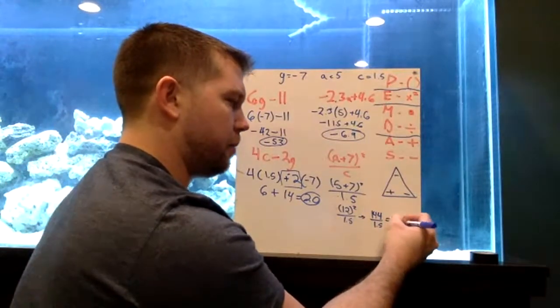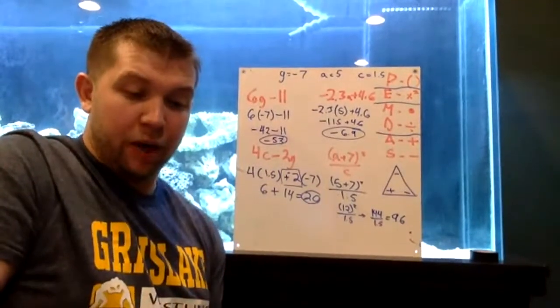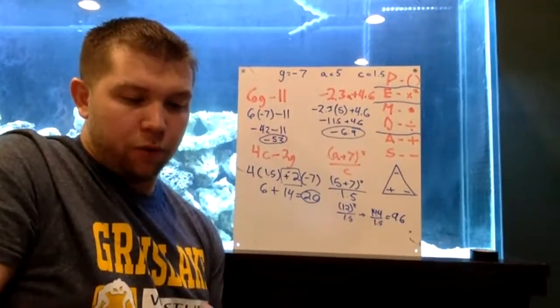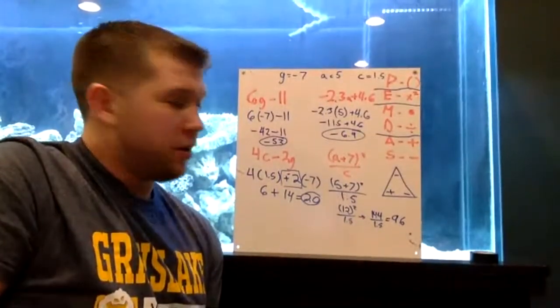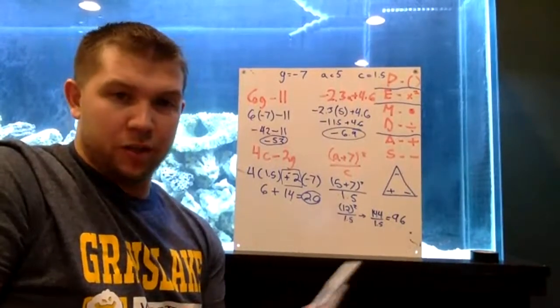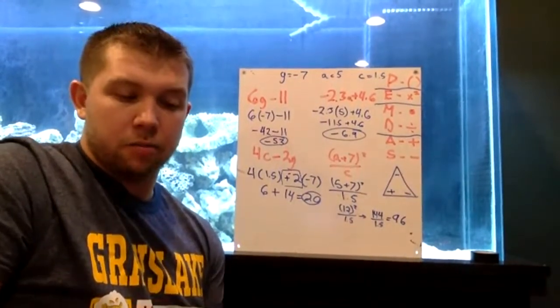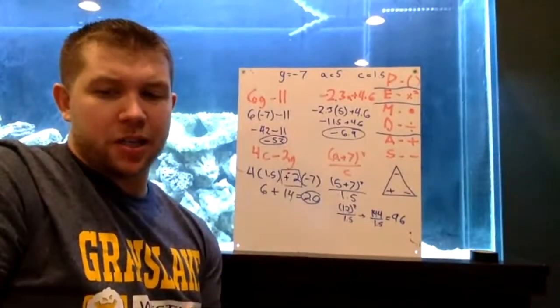Let me double check. Okay, but I'm going to use my calculator, of course, because I'm allowed a calculator on the test. 144 divided by 1.5 gives me 96. There you go. So if you need to use a calculator, that's okay. That's allowed on this test. So again, if you need to watch this again, it'll be there.